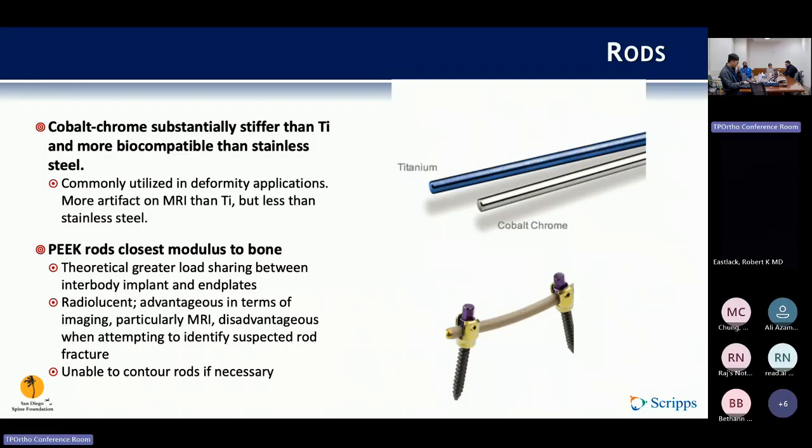PEEK rods have essentially the best MRI compatibility without artifact. Titanium has minimal MRI artifact, and then cobalt chrome further. And so depending on whether you need to survey patients with MRI postoperatively, this may play a factor in what type of material you choose to do surgery with.